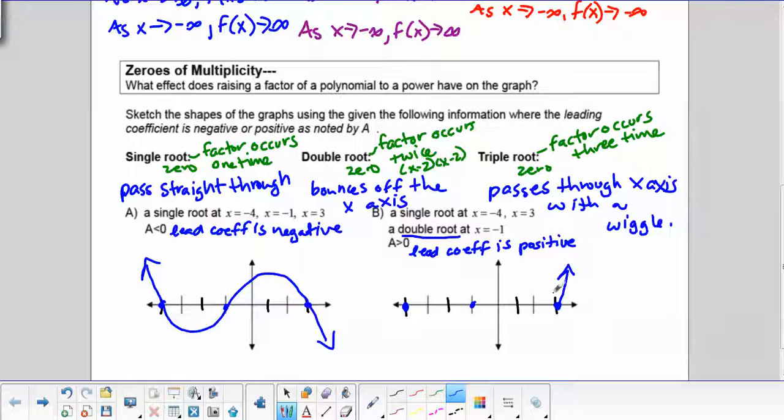So on the right side, if my lead coefficient is positive, it's going to be going up. Single root at 3, so I pass through that one. And I come up to this one. Now I have a double root at -1, so instead of passing through -1, I bounce back again, like that. And then this is another single root here at -4, so I go through. So it makes kind of a W shape, like that.